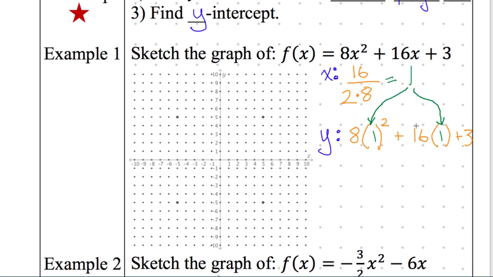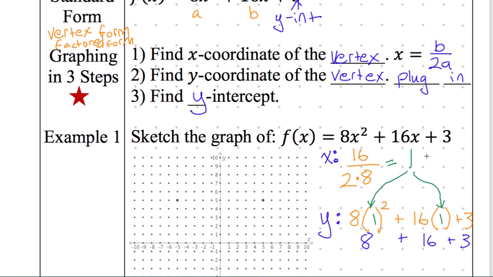All right, now I need someone else to simplify. Fernando? 8. Yeah, 8 plus 16 plus 3. And I think I might have made a mistake on here, because this is a huge number. What's going on here? Oh, okay. I figured out what the mistake is, and this is my mistake.